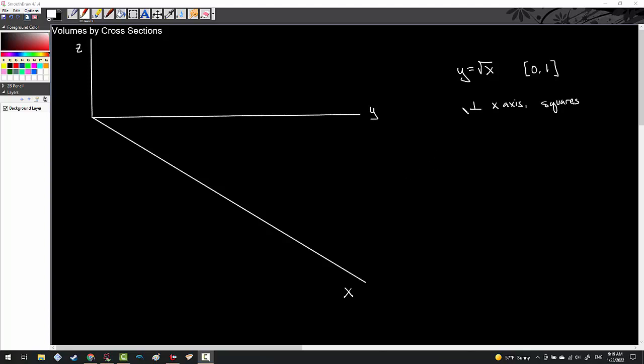So the first example I'm going to use is the basic rad x function. I'm going to find the volume on 0 to 1. We're going to be perpendicular to the x-axis, and we're going to be using the square shape for it. It's a pretty basic run-of-the-mill problem.